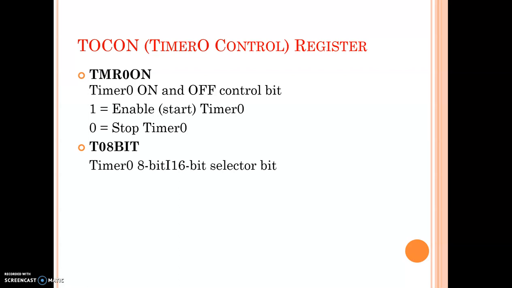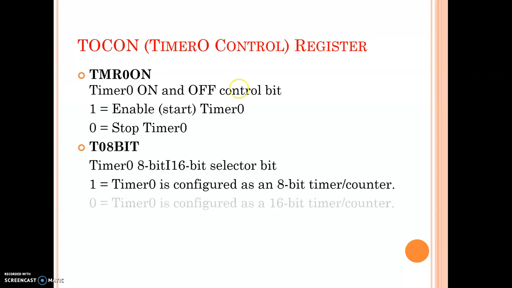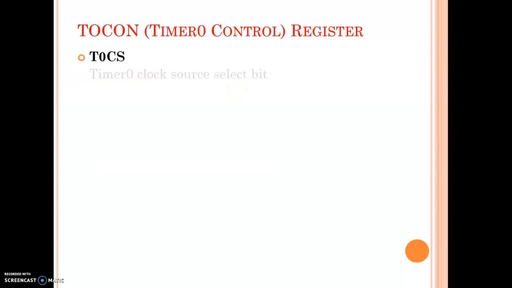The next bit is the timer 0 8-bit or 16-bit selection bit. Remember that in the first segment I told you that I can use timer 0 as 8-bit, or I can use it as 16-bit also. So this particular bit is used to select the timer either as an 8-bit timer or counter, or as a 16-bit timer or counter. When the value is 1, it is 8-bit, and when the value is 0, it is 16-bit.